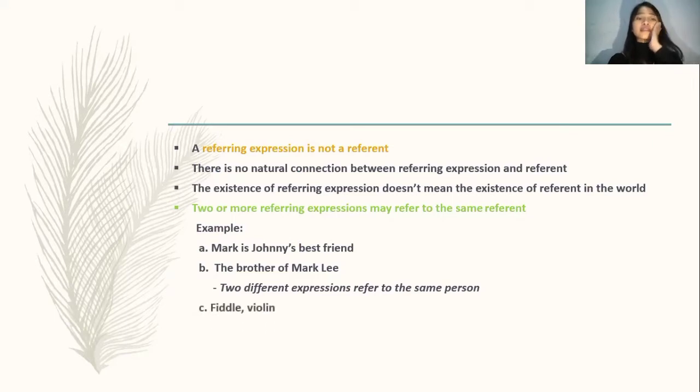The other example is fiddle and violin. They refer to the same musical instrument. Why? Because a fiddle is a kind of violin. So fiddle and violin refer to the same musical instrument.